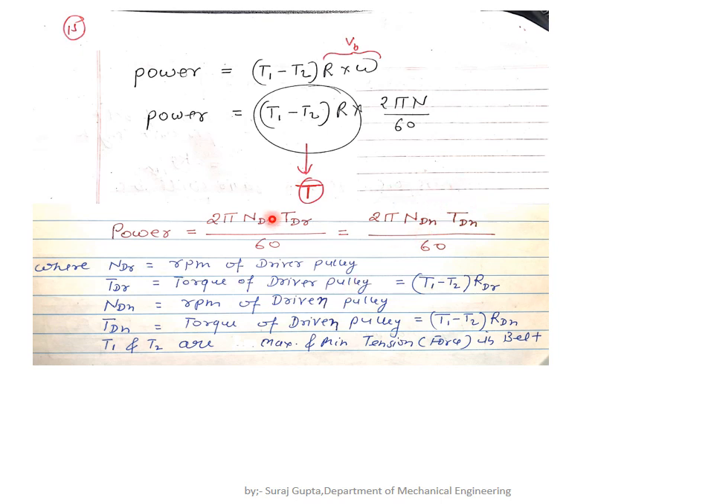So what is the torque at the driver pulley? It will be the force multiplied by the perpendicular distance. This is (T1 minus T2) multiplied by the perpendicular distance. In the same way, the torque at the driven pulley is (T1 minus T2) multiplied by R_dn. This is the torque at the driven pulley. So this is the formula for the power in the belt drive. You have to remember this formula and this formula.